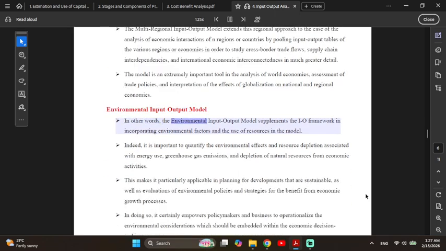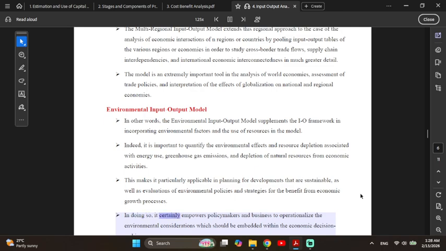In other words, the environmental input-output model supplements the IO framework in incorporating environmental factors and the use of resources in the model. Indeed, it is important to quantify the environmental effects and resource depletion associated with energy use, greenhouse gas emissions, and depletion of natural resources from economic activities. This makes it particularly applicable in planning for sustainable developments, as well as evaluations of environmental policies and strategies for the benefit from economic growth processes.